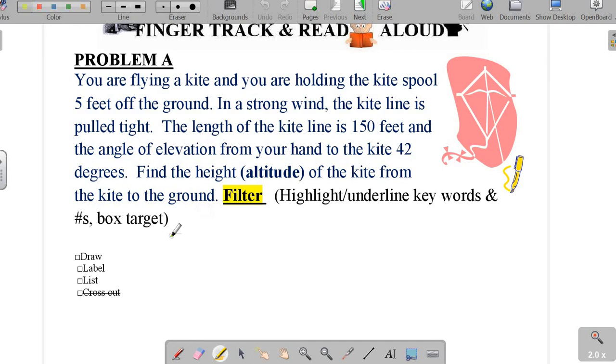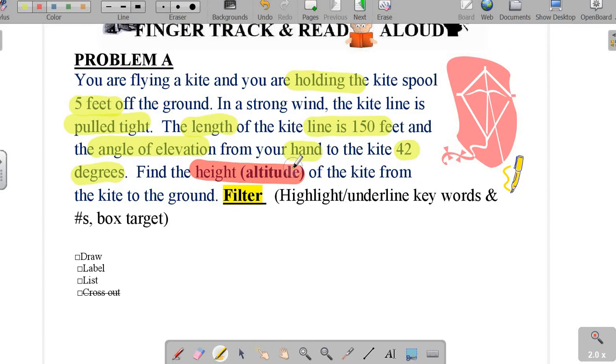Next step is filter. You're going to go back and filter all the numbers and keywords. 5 feet off the ground, holding a kite. Kite line is pulled tight, so there's no slack. Length of the kite line, 150 feet. Angle of elevation from hand to kite, 42 degrees. The ultimate goal, find the height of the kite.